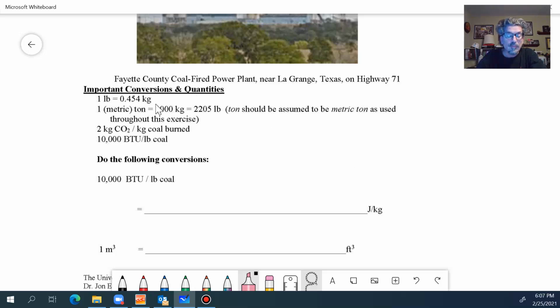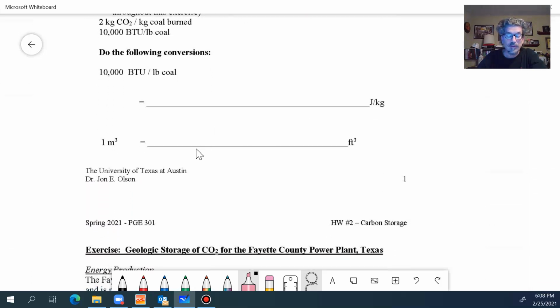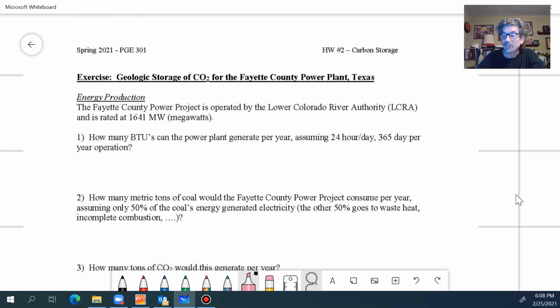And so here are some quantities. Conversion factor for pounds to kilograms, you should already know that. Definition of a ton, so everything talking ton here is going to be metric ton. 2 kilograms of CO2 per kilogram coal burned. That's a familiar number, hopefully, to you. And then we're going to assume that the coal is 10,000 BTU per pound coal. And so I ask you to do some calculations here to look at the joules per kilogram. And also I ask you to do, this is a straightforward meters cubed to foot cubed translation.